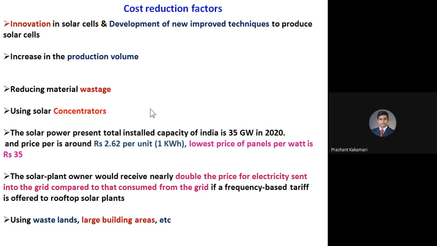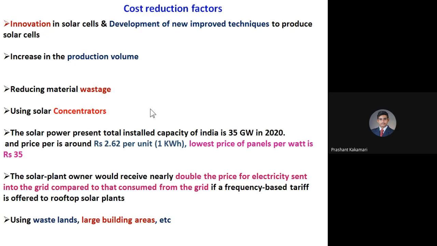And the latest information, if you see, the total installed solar power capacity in India at present is around 35 gigawatts as per 2020 data. India is also producing extra power, and it can transfer it to different countries and other places. So extra power is also generated from these PV cells.